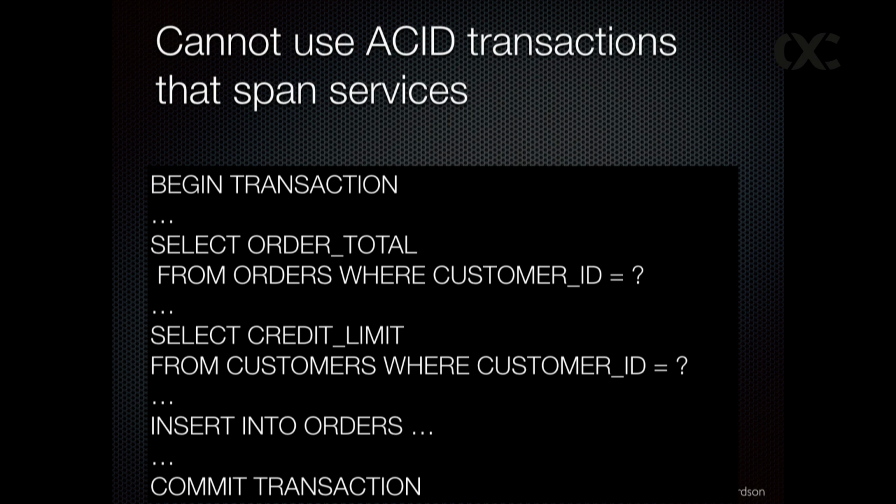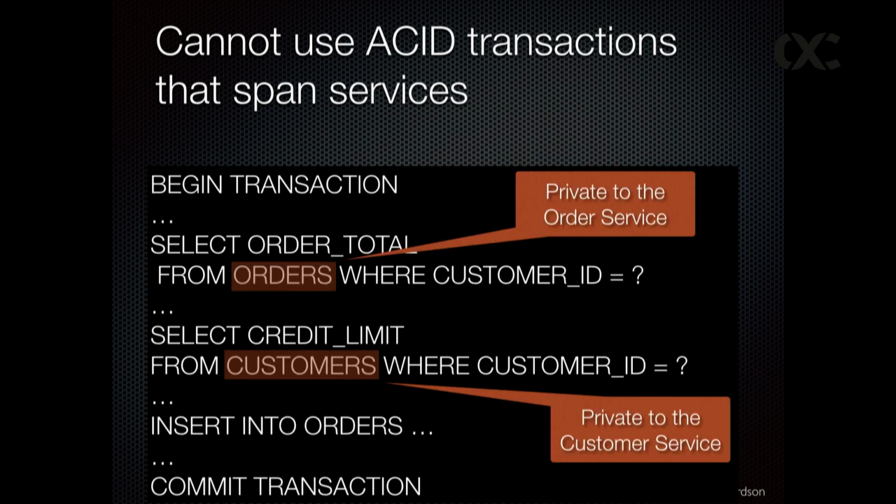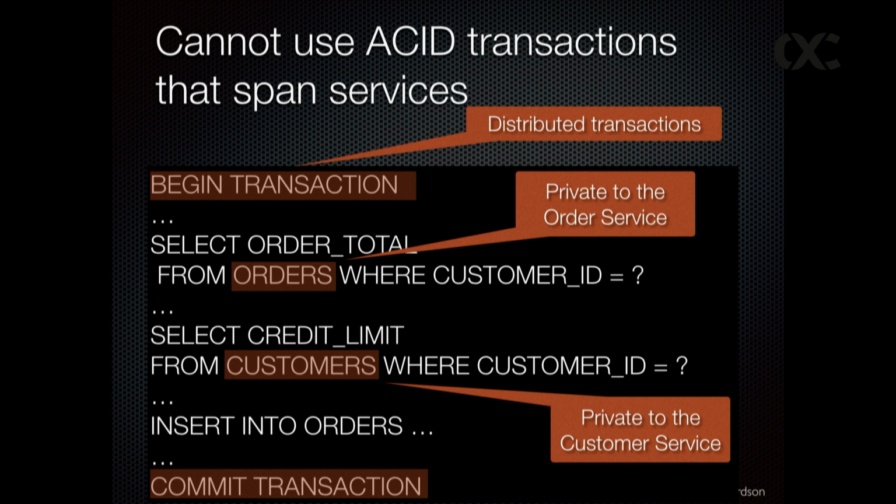The problem you have in a microservice architecture, however, is that now orders belong to one service and customers belong to another service, so you can't trivially write a transaction that accesses tables that belong to multiple services. And even if you did, you'd have to use some form of distributed transaction in order for these services to participate in that one transaction.